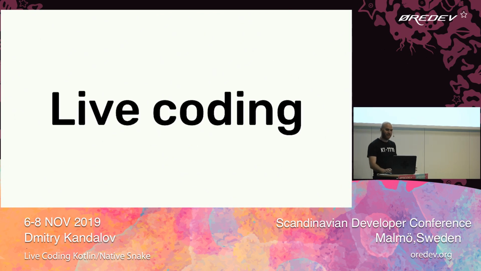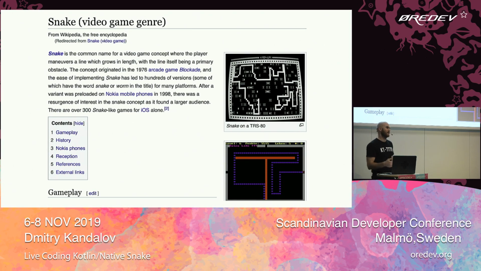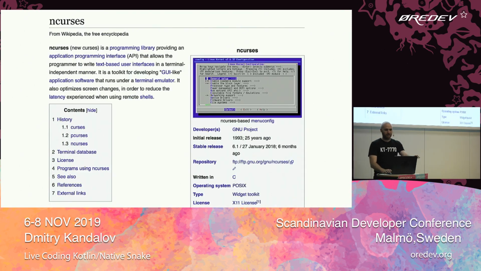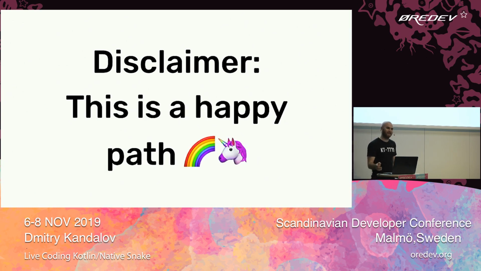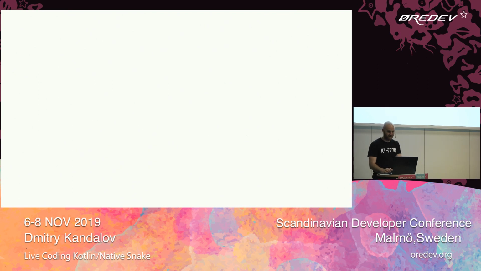Now, moving on to actual live coding, I'm going to do a snake video game where you control, in 2D space, a snake, which eats apples, and so on. For UI, I'll use a very simple library called ncurses, which basically transforms the terminal into a canvas, and you can draw on it. As a disclaimer, I'm not going to write many unit tests, just to save time, and this will be a happy path. Normal development doesn't happen like that.